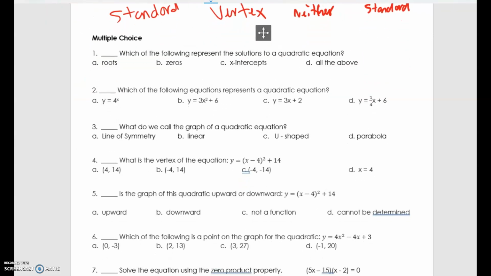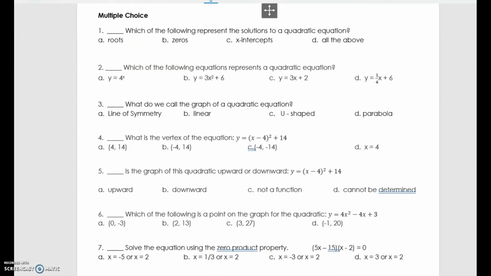Okay, number 1, on the multiple choice part, there will be some questions that are multiple choice, very similar to these ones. Which of the following represents the solutions to the quadratic equation? Roots are solutions, zeros are solutions, and x-intercepts are solutions. So the answer is actually D, all the above. Which of the following equations represents a quadratic equation? A quadratic is something that's squared, right? So this is B, it's a squared.